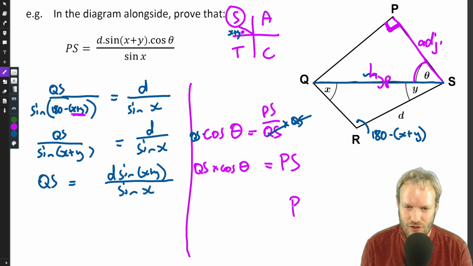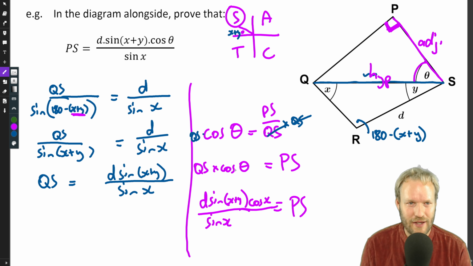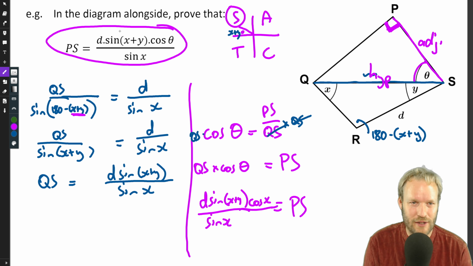Now we can substitute in what we know QS is. Well, QS is this big fraction over here. So that's D sine X plus Y over sine X, and we need to multiply it by cos theta. Hey, look at that. That's exactly what we needed to find.